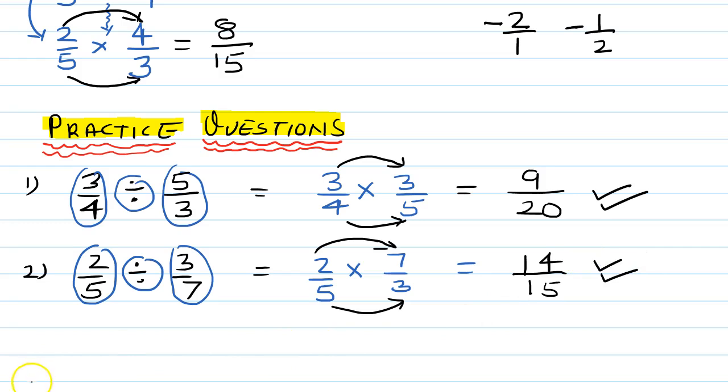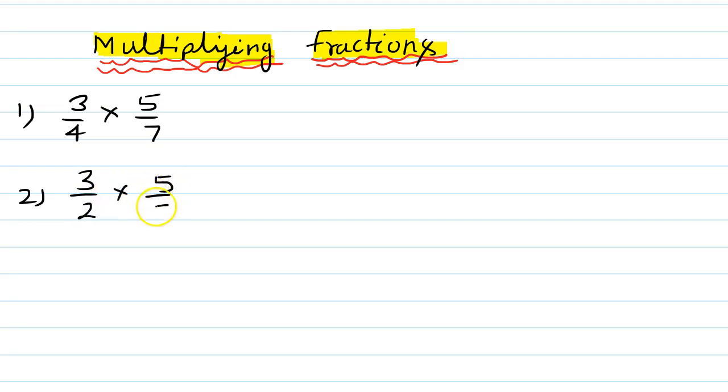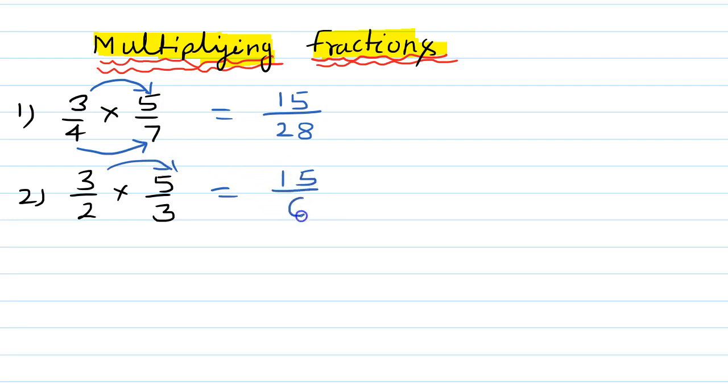Now I'm going to teach you how to multiply fractions. So let's see, if there is 3 over 4 and here it is 5 over 7, and this is question number 1, and question number 2, if it is 3 over 2 and 5 over 3, these are really very easy. So what you need to do, just multiply top number and bottom number. So 3 times 5 is 15 and 4 times 7 is 28. Similarly here, 3 times 5 is 15 and 2 times 3 is 6.